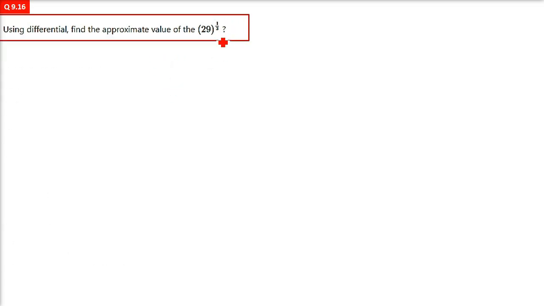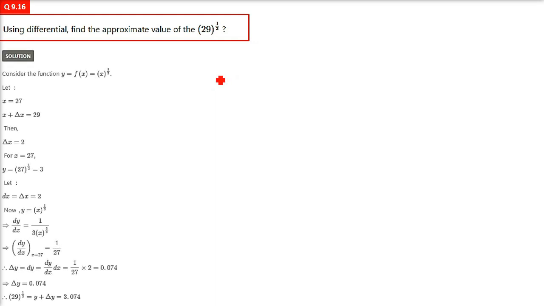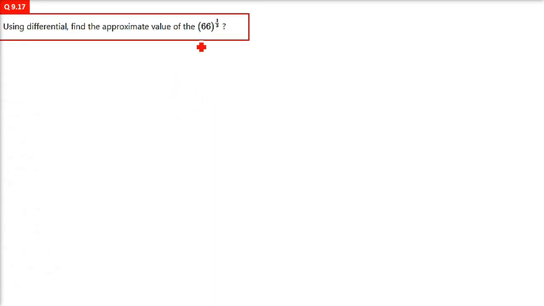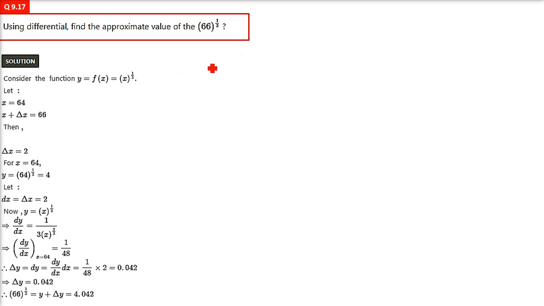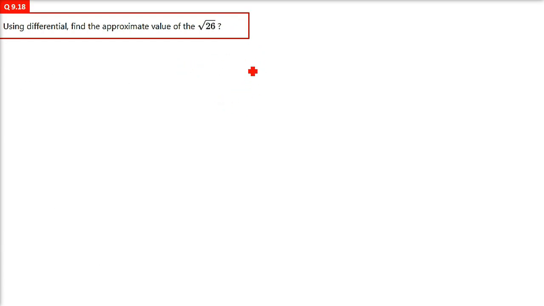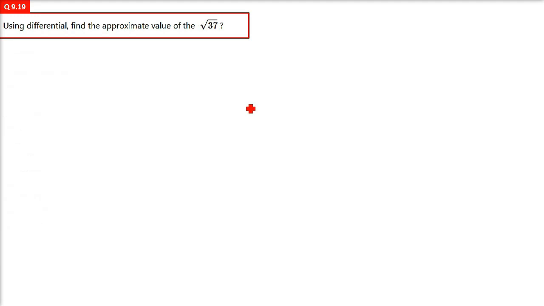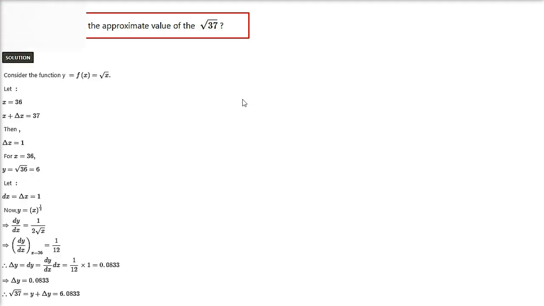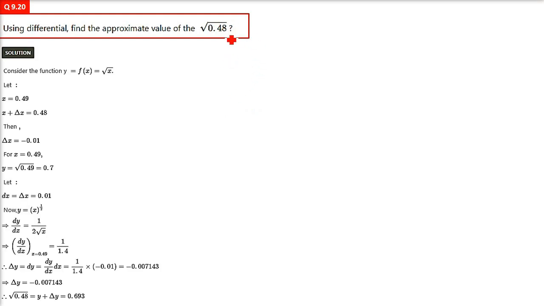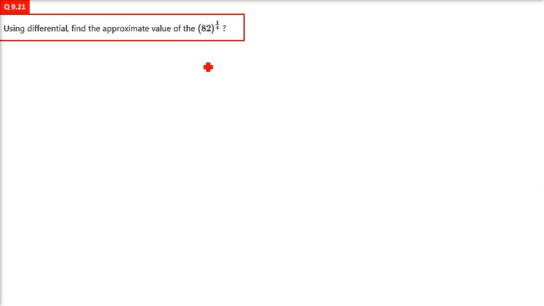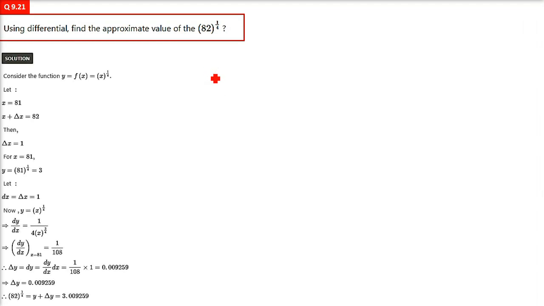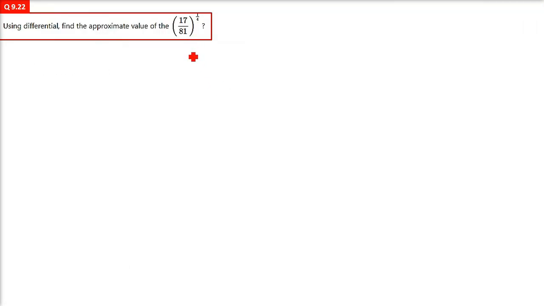Alright. 1 by 4, we have already done this kind of question. To the power 1 by 3 also being taken. Just x has to be taken as 27 because it has a proper cube root. The process you already know. 66 again. 64 is the value we are interested in. Here also under root 26, 25 you have to take as x. The next process you know already. Under root 37 also you can do. It's simply 36, x has to be 36, and this is under root 0.48. 0.49 you have to take as x. Other things you know already. 82 to the power 1 by 4. You know 81, 81 has the fourth root. It's 3.